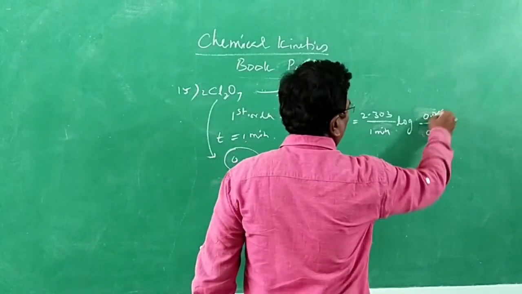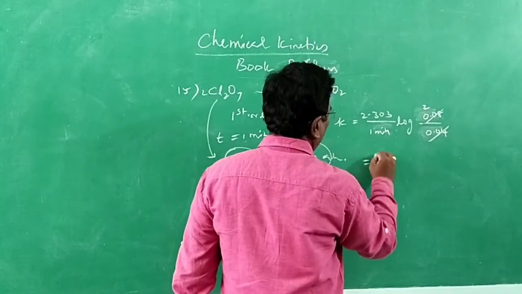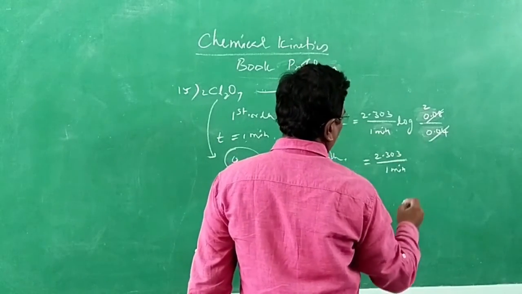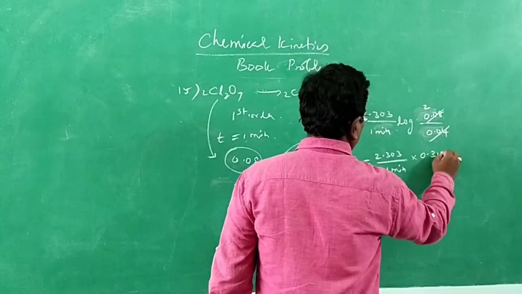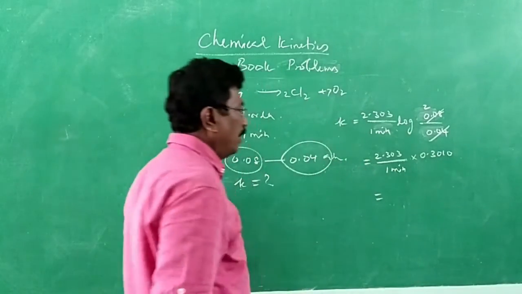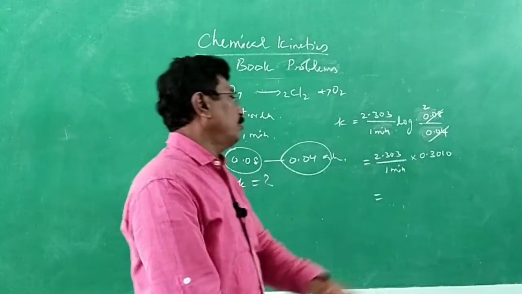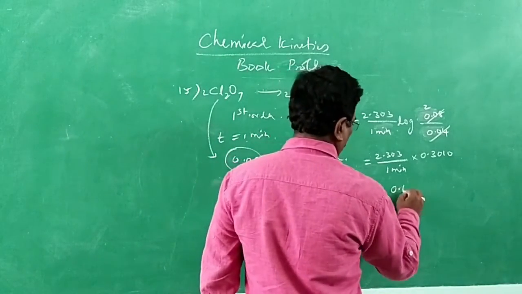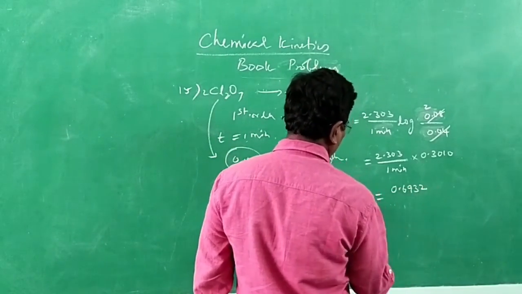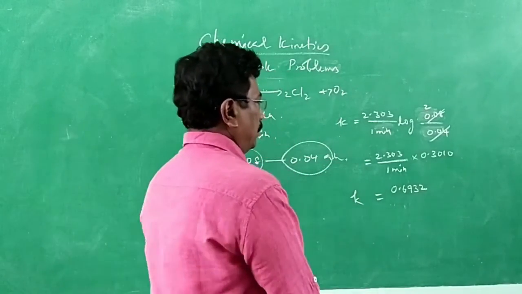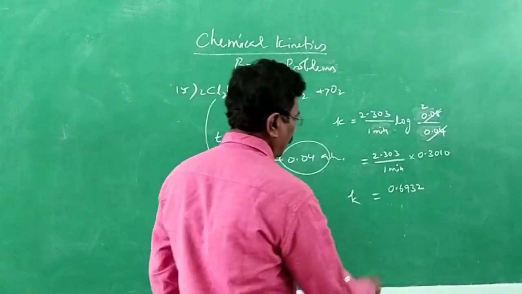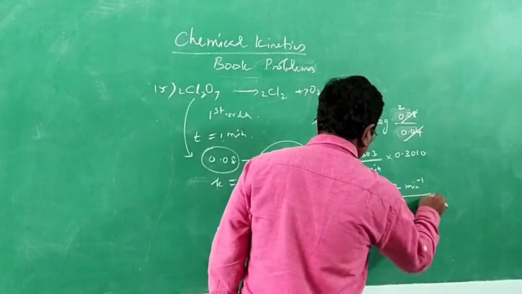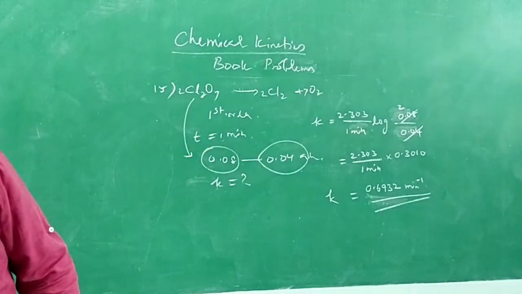0.08 divided by 0.04 is equal to 2. We know the value of log 2. As a chemist, you should know the value of log 2. It is 0.3010. Don't forget the number. And 2.303 into 0.3010 will give 0.6932. We have derived this in the expression for half-life period. So 0.6932 divided by 1 minute, minute inverse, is the rate constant of this first order reaction.